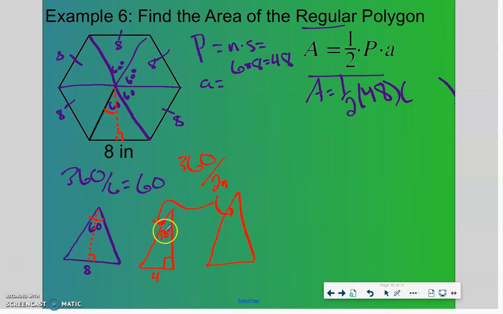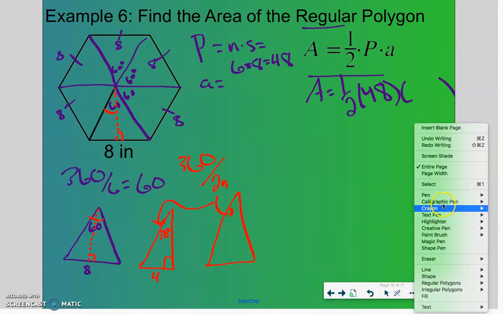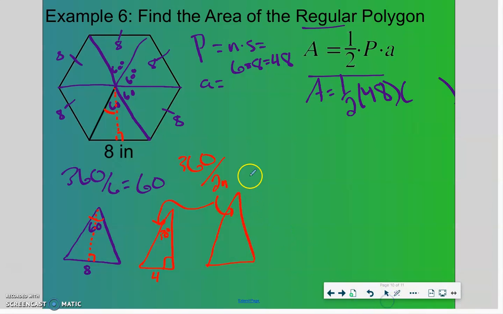So now I've got my right triangle. The reason that this right triangle is so important, and this is probably the hardest concept to understand when you're doing regular polygons, is this new word called the apothem. Not opossum, not the animal, but apothem. Apothem is a perpendicular segment from the center of the polygon that goes straight down to any side.